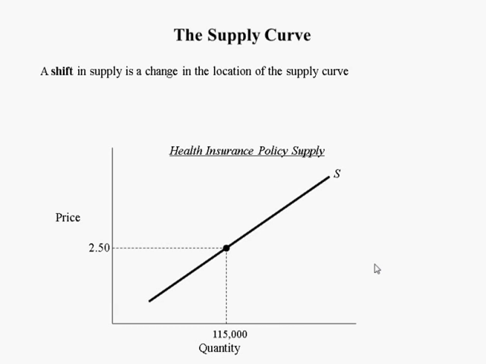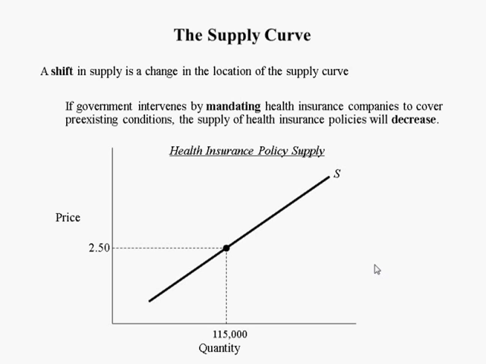Now, what about health insurance? There was a lot of debate over health insurance a couple years ago, and part of the health reform bill, Obamacare, the Affordable Care Act, was that the government mandated that health insurance companies cover pre-existing conditions. And I'm claiming that reduces the supply of health insurance policies.